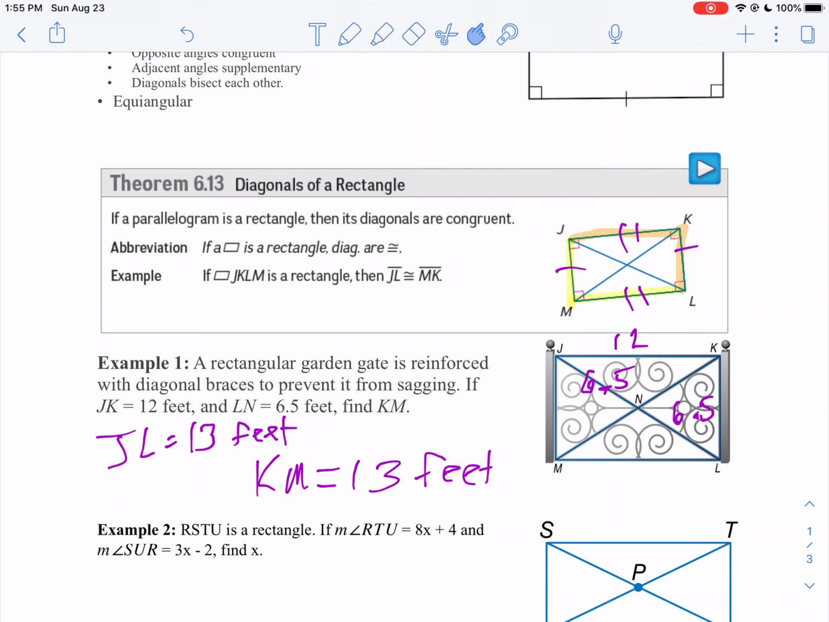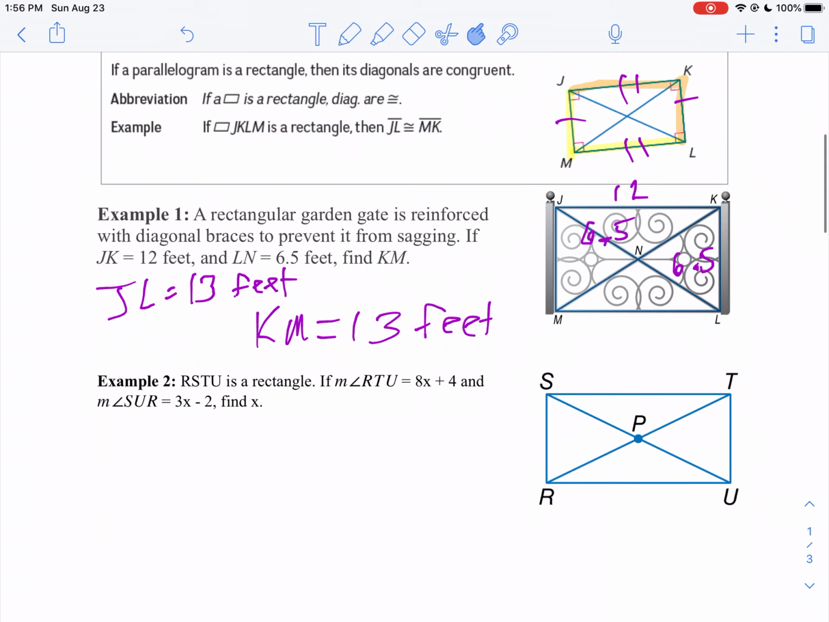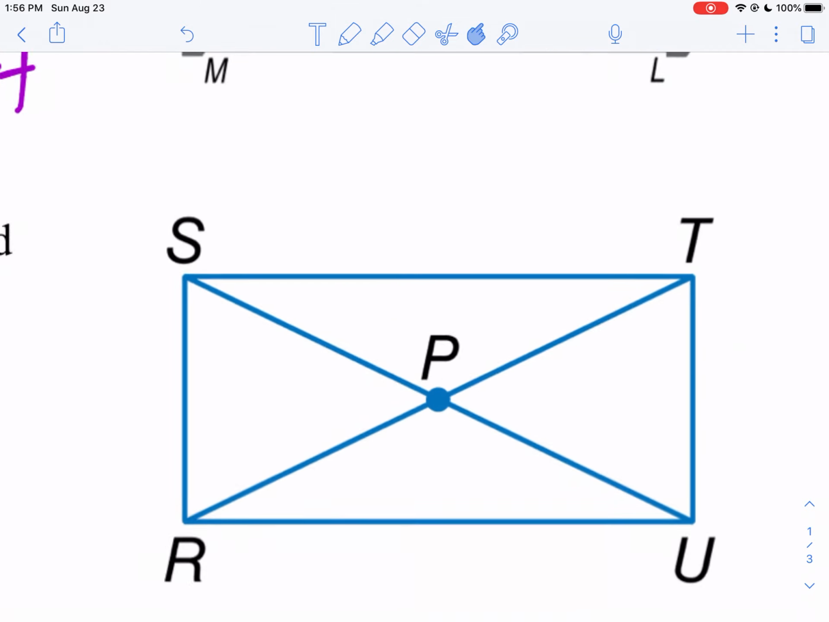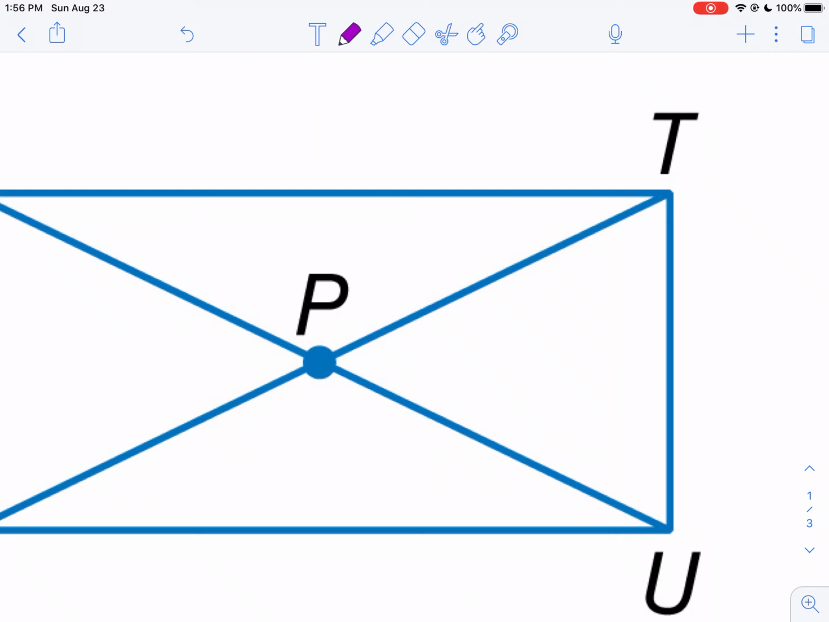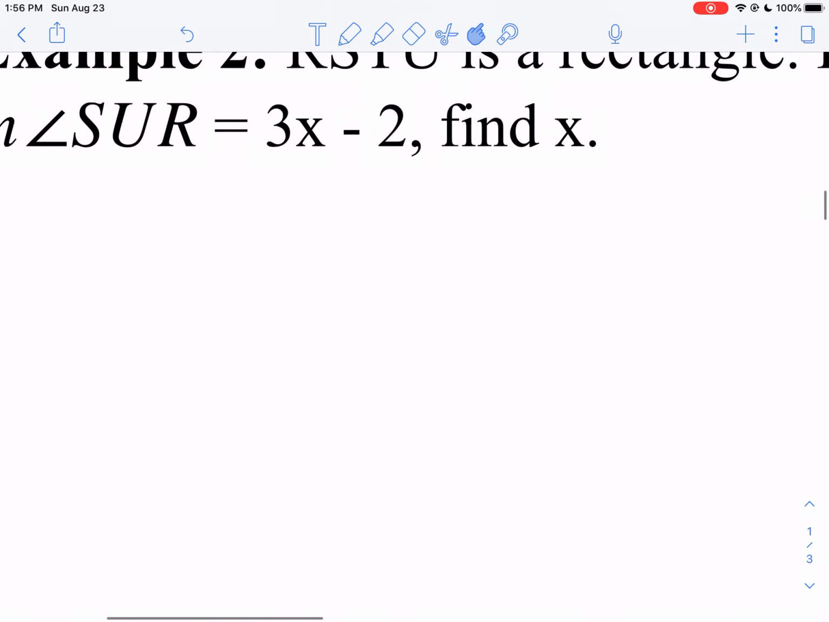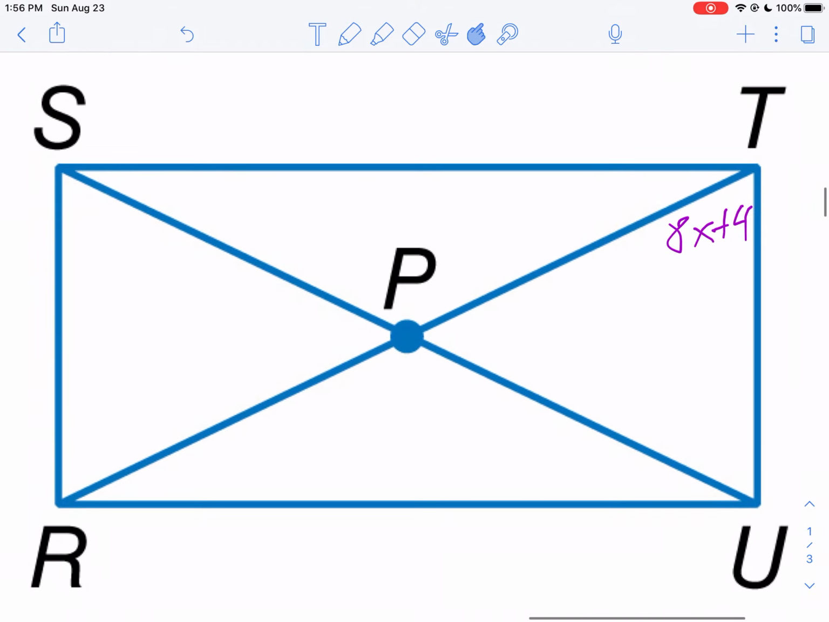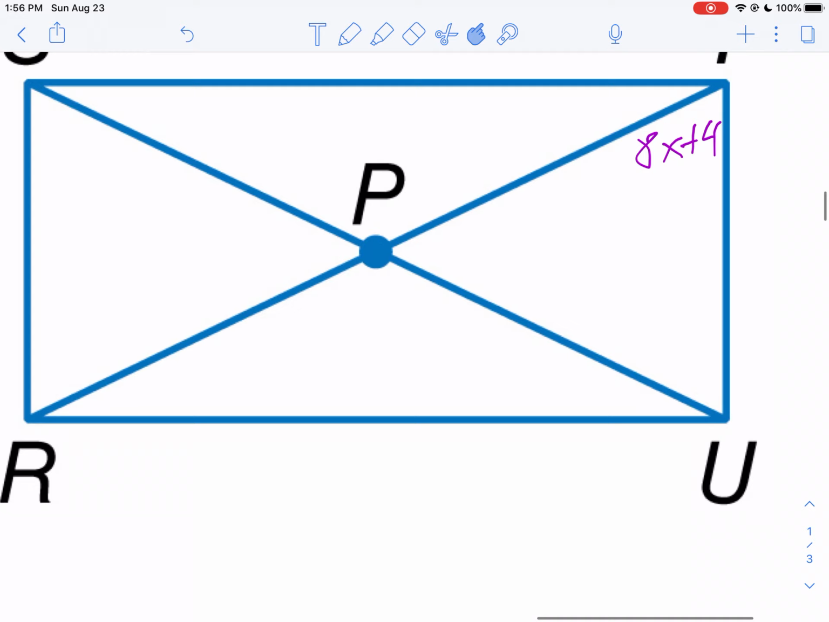Let's take a look at another problem dealing with rectangles. RSTU is a rectangle. We know angle RTU is 8x plus 4. So I'm going to mark that in here, and make that 8x plus 4. We also know that angle SUR is 3x minus 2. So angle SUR is 3x minus 2.